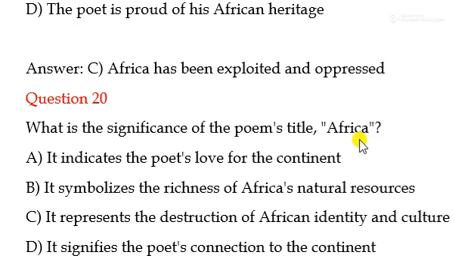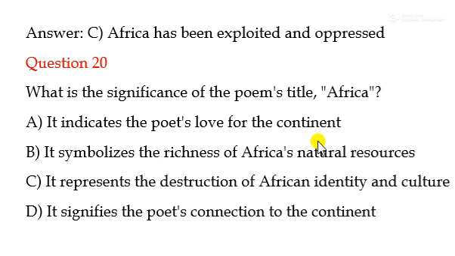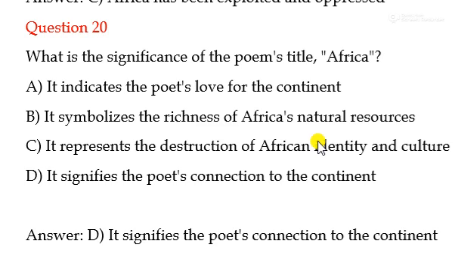What is the significance of the poem title Africa? It indicates the poet's love for the continent. It symbolizes the richness of Africa's natural resources. It represents the destruction of African identity and culture. It signifies the poet's connection to the continent. So these are the options, and you can choose any of these options. And option D is the correct answer. The poem title Africa signifies the poet's connection to the continent. Option D is the correct answer.